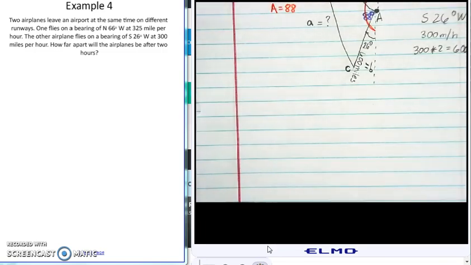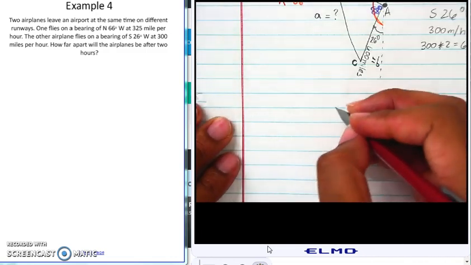Okay, so I'm going to redraw this triangle really quick, like for the next video.